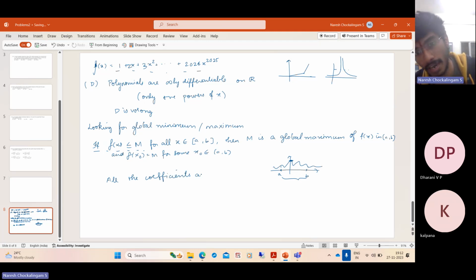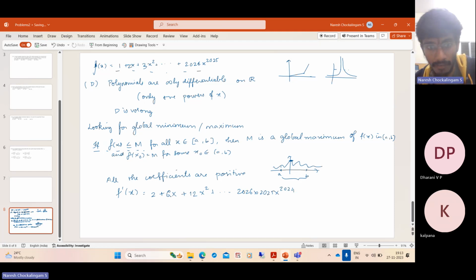All the coefficients are positive. What does this mean if all the coefficients are positive? If you take f dash of x, you get say 2 plus 6x plus 12x square plus up to 2026 into 2025 x power 2024. Now, when x is greater than 0, all these are positive, and all the coefficients are positive, which means when x is greater than 0, f dash of x is always greater than 0.